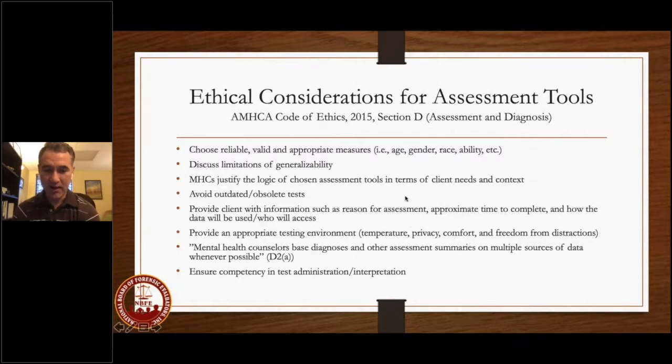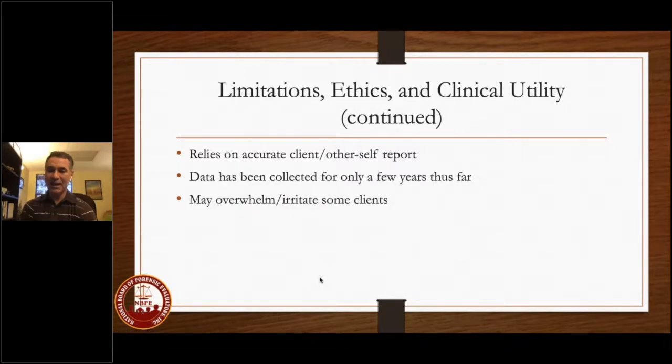You have to be able to provide the client with information about the rationale and how much time it takes to complete them and how you're going to use the data. Provide an appropriate testing environment, base your diagnoses on multiple sources of data whenever possible, and ensure that you are competent in test administration and interpretation. Some of the limitations for those measures we've talked about are that none of them have validity scales built in. So all of these tools rely on the client to be accurate and insightful and open and honest about what's going on with them. And many of you know that's not always the case. So let's say you're doing a forensic evaluation, where there might be very strong threats to validity.